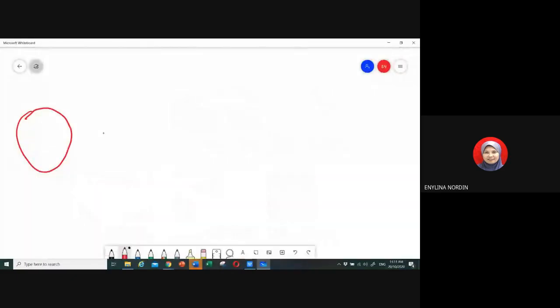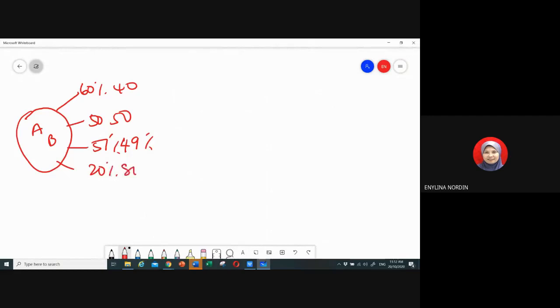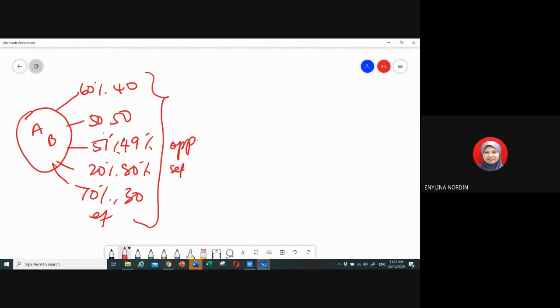The next one, when you want to form a portfolio, the investors actually have many options for stock A and B. It's not only 60-40%. It can be 50, it can be 51 and 49%, it can be 20, 80%, we can have a combination of 70%, 30%, and so on. So this combination is called what? Opportunity set, or we call it the feasible set.